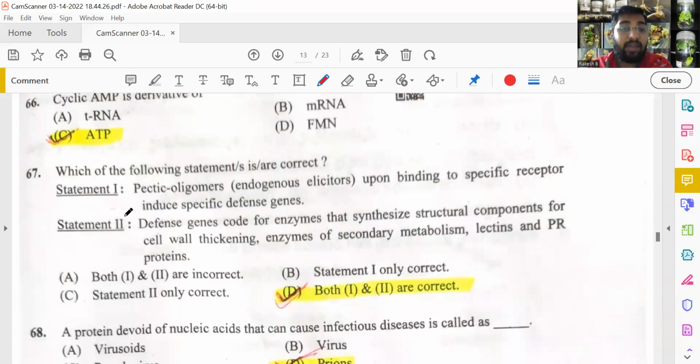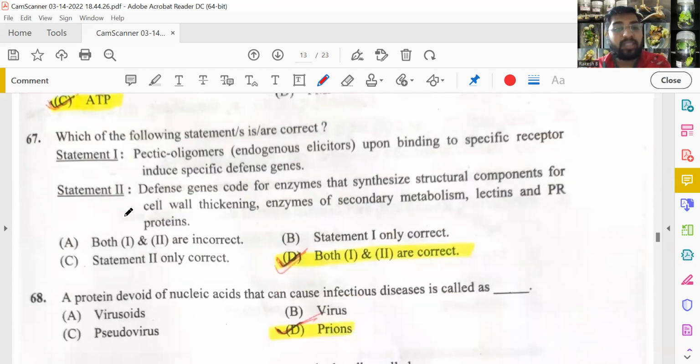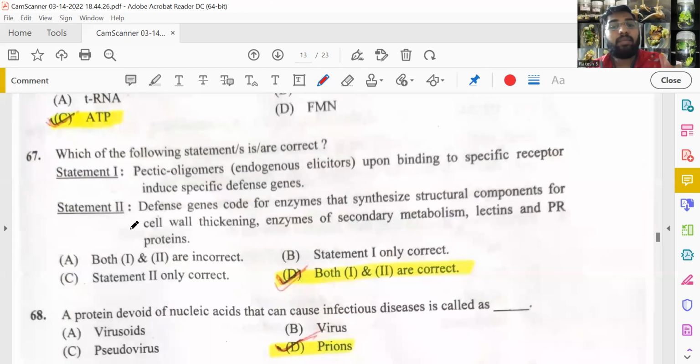A simple question. Which of the following is correct? Pectic oligomers are endogenous elicitors, and upon binding to specific receptors, they induce specific defense genes. It is true, and the defense genes will code for various enzymes, secondary metabolism products, lectins and so on, to fight against it. So both statements 1 and 2 are correct. When pectic oligomers, the pectin compounds from the fungal or bacterial cell wall, come and bind to the receptors, the plant will activate its defense cascade. It triggers the defense responses in plants by activating all these genes. So both the statements are correct.